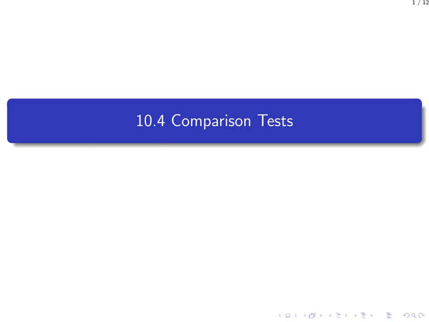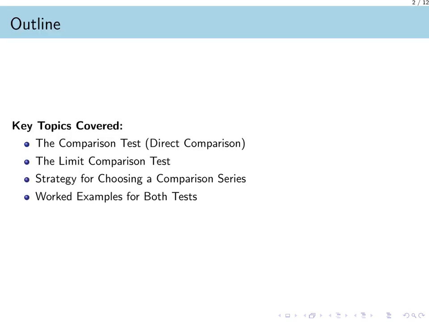10.4 Comparison Tests. The outline of this video is as follows. We will start by introducing a fundamental tool for determining series convergence, called the direct comparison test. This test allows us to compare a series with unknown behavior to one whose convergence is already known. Next, we will explore a more powerful and often easier to use variation, the limit comparison test.